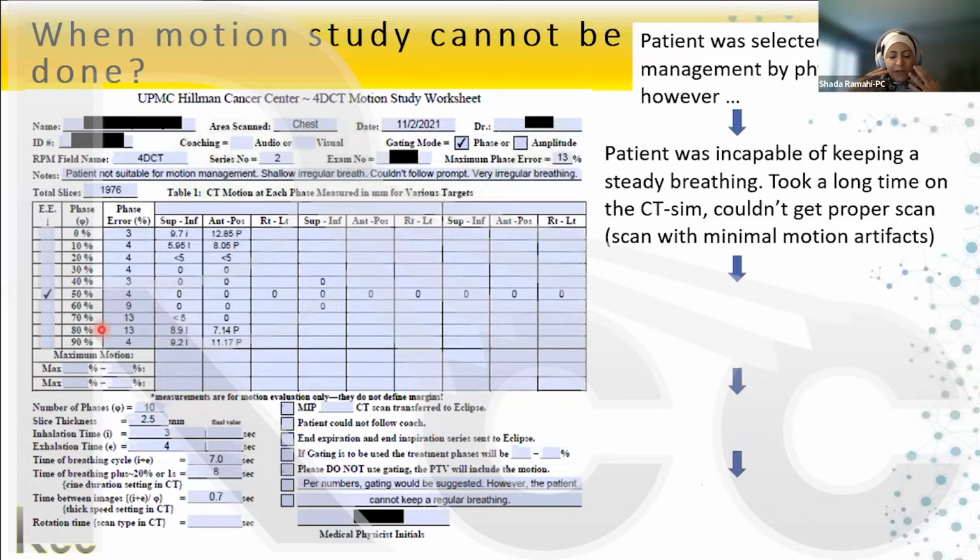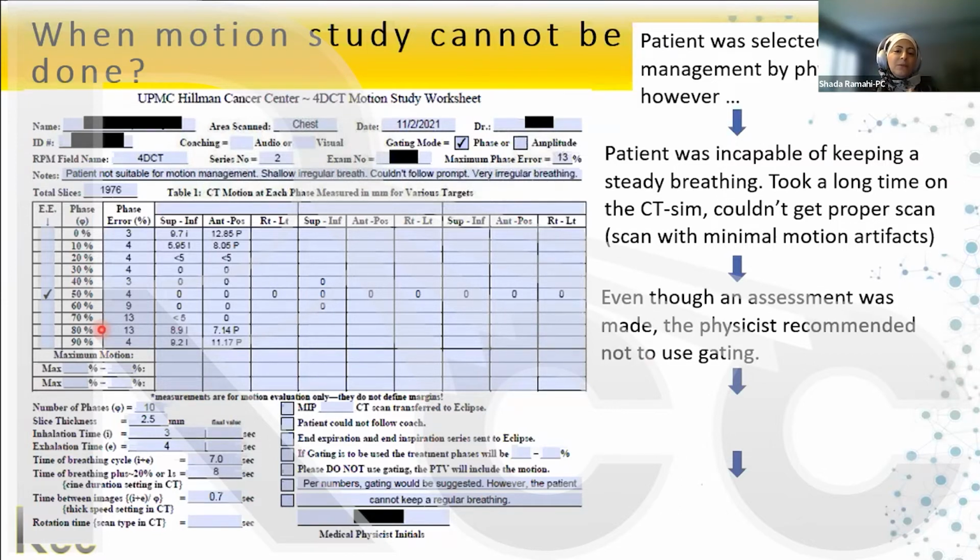So the patient cannot keep a regular breathing; every time they're breathing differently. So it's taking very long on the CT sim. Sometimes they take a deep breath, sometimes a smaller breath. Sometimes they take consistent breaths in terms of the volume, but the duration is faster. Then sometimes it's all over the place. This patient just cannot keep a steady volume or a steady rhythm of breathing.